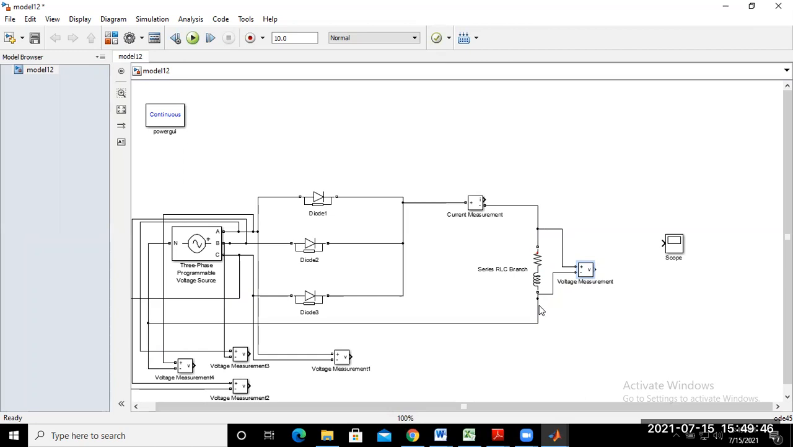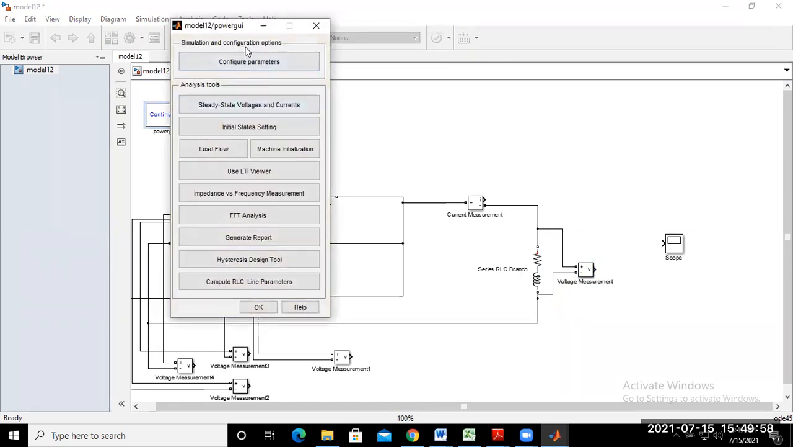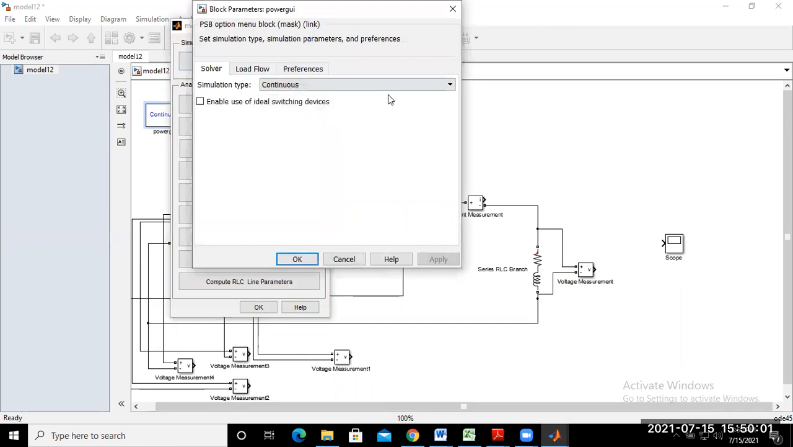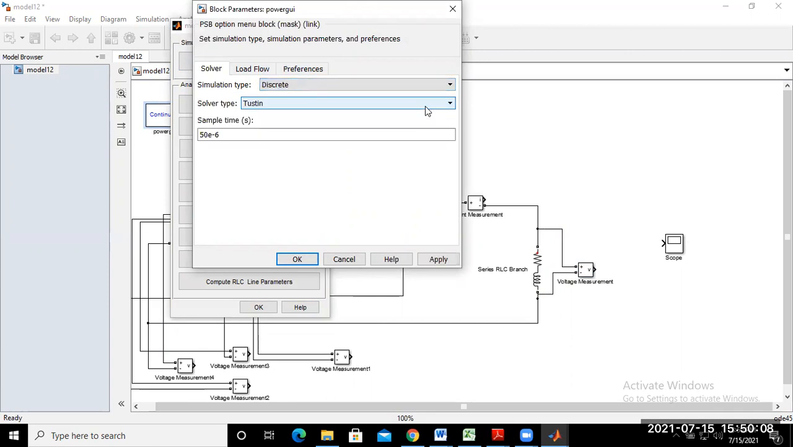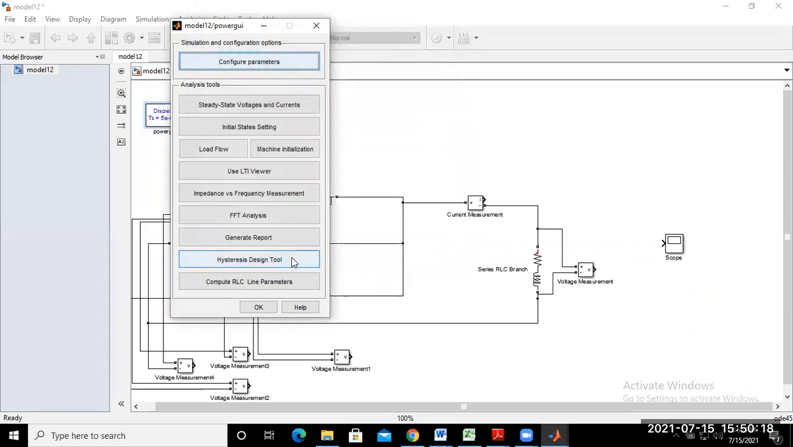So again, go to the powergui block and click on that one and change the configuration parameters. Select here the display type, simulation type, and sample time is by default taking 50 microseconds. So just apply and okay. Just close this tab.